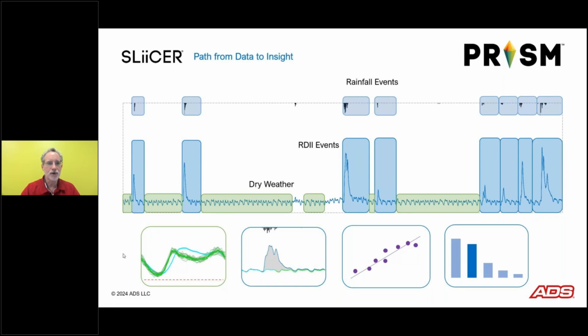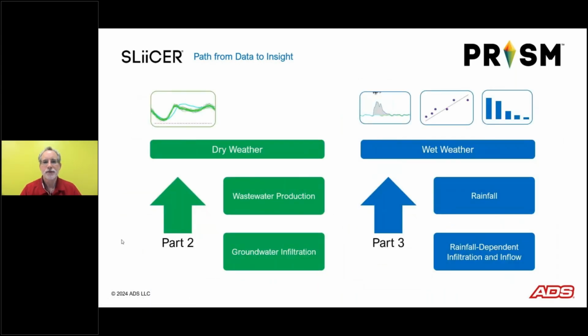I think each time I do one of these webinars, I will come back to this slide and then we'll dig in further. So the piece that we're going to talk about today is this little graph over here and what's entailed in that. So really at a high level, the goal of SLiiCER is to break the data up, or to slice the data up, if you will, into dry weather and wet weather components. So today we're going to focus exclusively on the dry weather piece. Come back and join us for part 3, and we will focus exclusively on the wet weather piece.